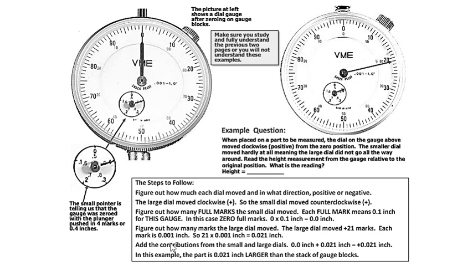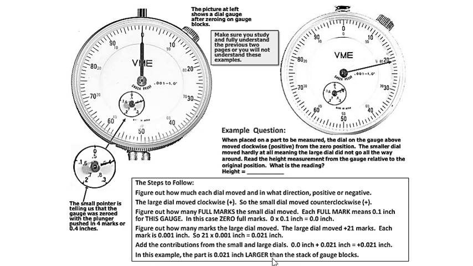So each mark is going to be 0.001 inch. So 21 times 0.001 inch is going to give you 0.021 inch. Now we're going to add 0.0, that's our starting point with the gauge, and then we have 0.021 inch. So altogether you get plus 0.021 inch.